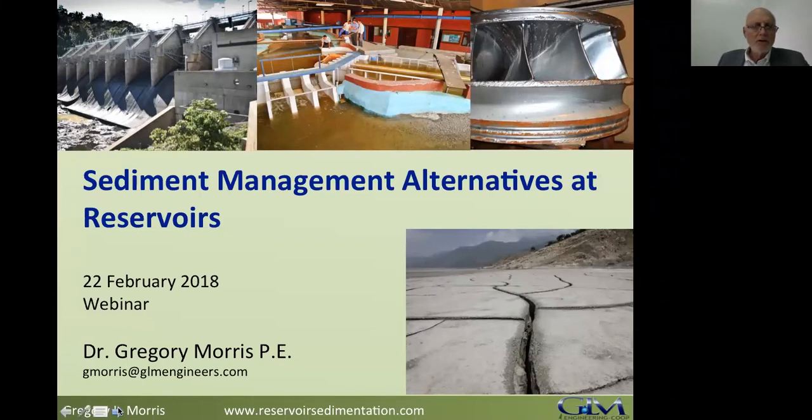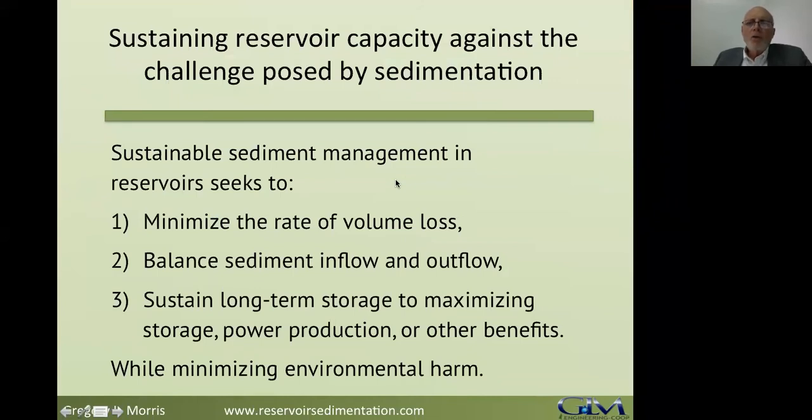Okay, so what we're trying to do is sustain reservoir capacity against the challenge posed by sedimentation. To have a sustainable management of reservoirs, we need to minimize the rate of volume loss. We need to try and bring sediment inflow and outflow into balance insofar as possible, instead of just having reservoirs that simply trap sediment. And we want to sustain long-term storage or other benefits. Some benefits are intimately related to storage, and others are a little bit more loosely related. And we want to minimize environmental harm.